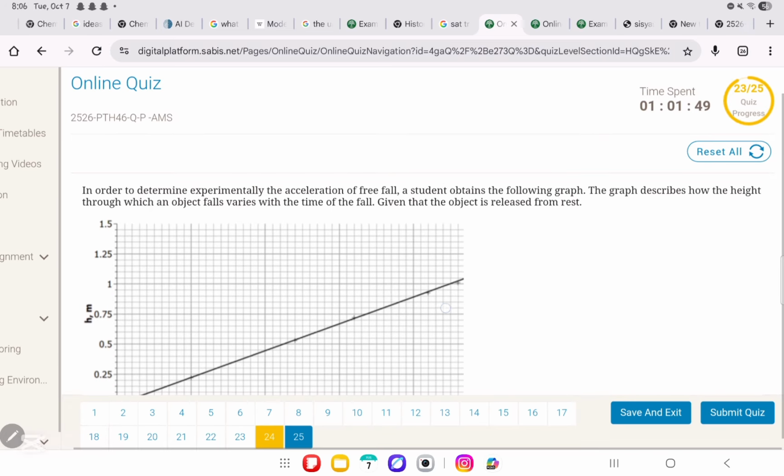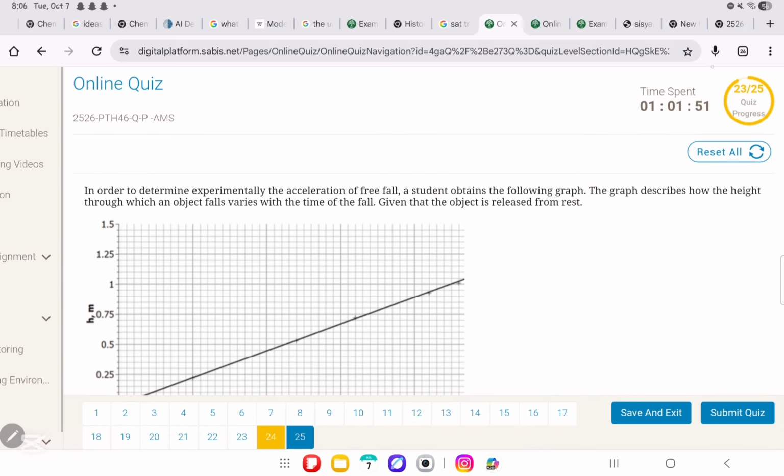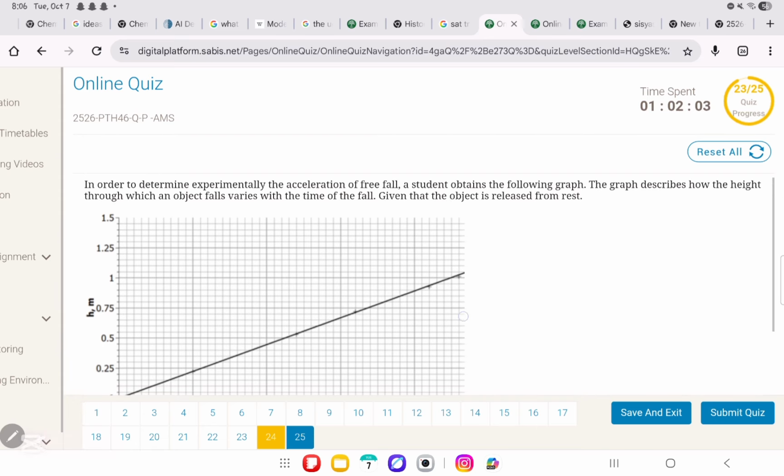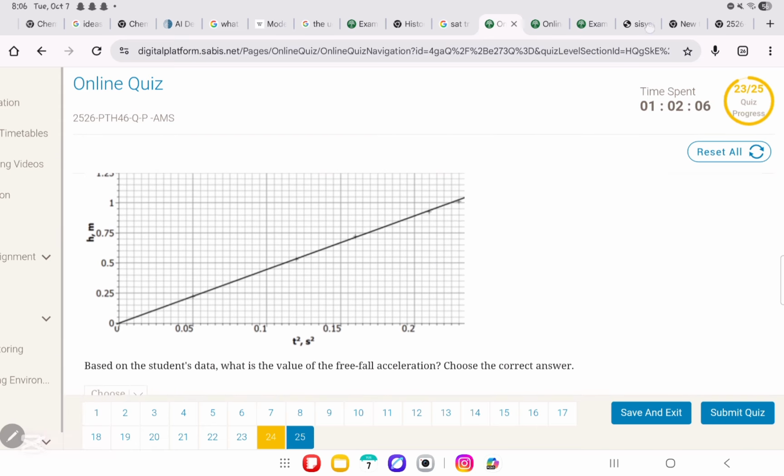From rest, what does this mean? This means v initial is equal to 0. That means it starts from the origin. So what can we say from this? We have delta x over here, we have time squared over here, and they want us to find the free fall acceleration, meaning a. What equation can we use that has delta x, time, acceleration, and v initial, even though v initial is 0?